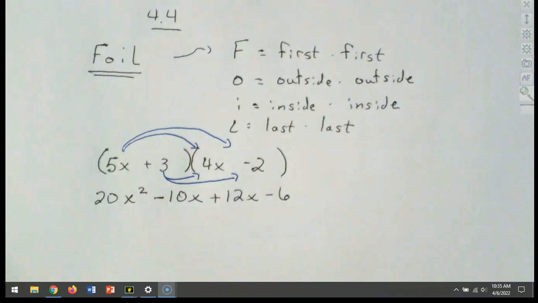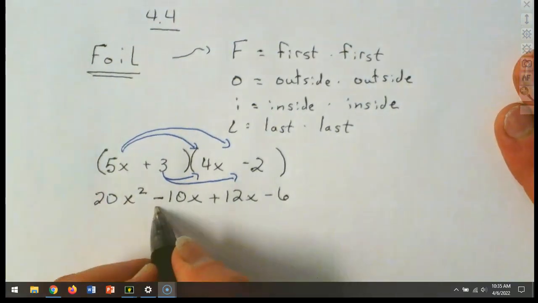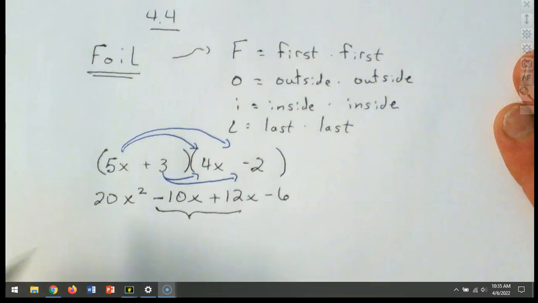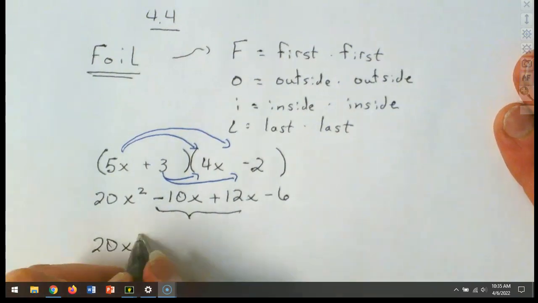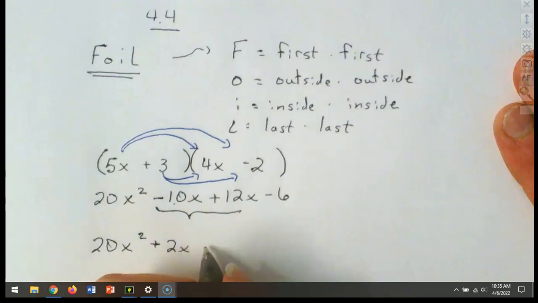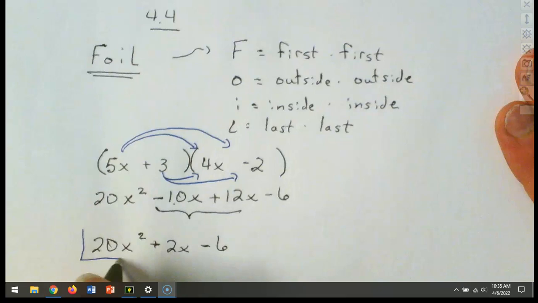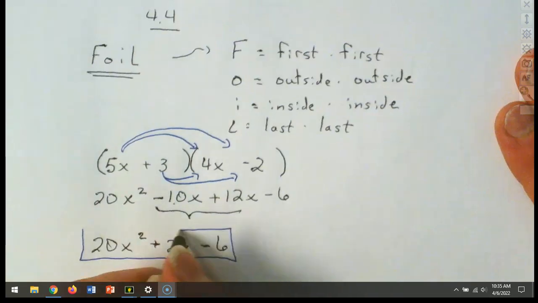And always check the middles. In some cases, the middles may go together. In others, they may not. In this case, these go together, right? These are both x's here, so they can go together. So our final answer then is 20x squared, minus 10 plus 12 makes it a 2x. And then the minus 6 comes down. So that would be your final, finished answer.